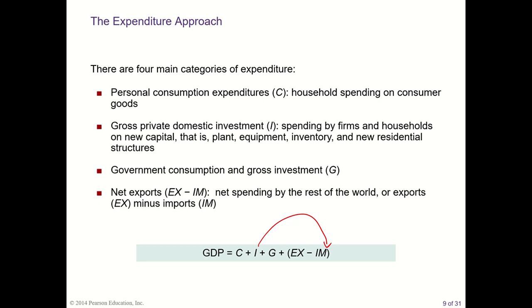That good was imported, but you are using it in your production activities. So when you are reporting all this information about C, I, and G, you are not really reporting whether the good is an American good or a foreign good. Do you see that? If you buy a French wine, your consumption expenditures include that French wine, which should be subtracted, which should not be part of your consumption expenditure.